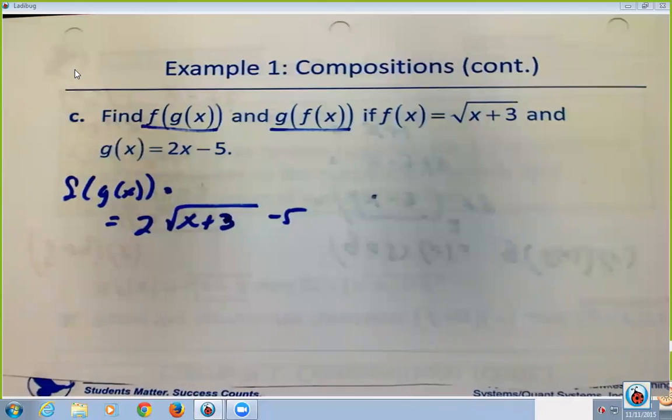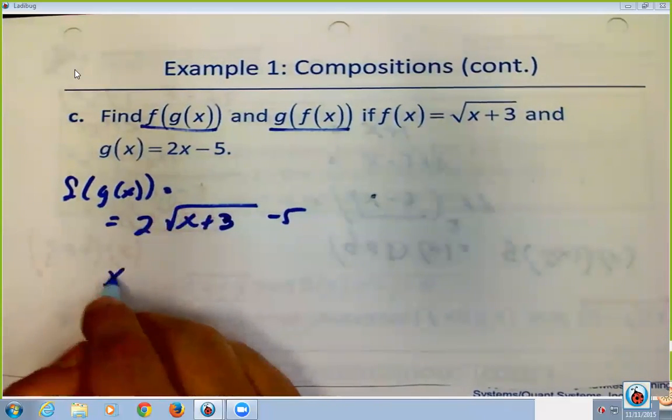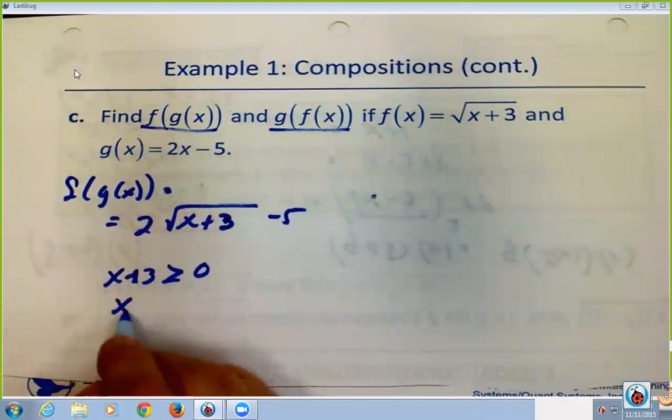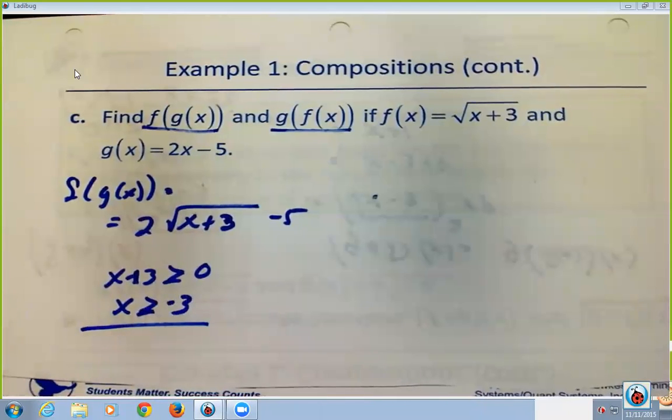But this one has limitations because this can never be negative. X plus 3 needs to be greater than or equal to 0. So x needs to be greater than or equal to a negative 3 if it asks you about domains. So you've got domains in there. So be careful that you don't get negatives in the spot.